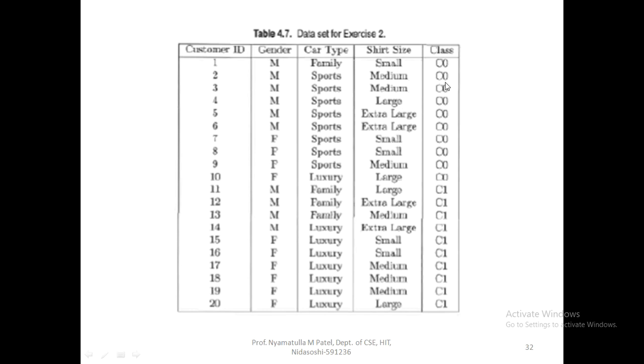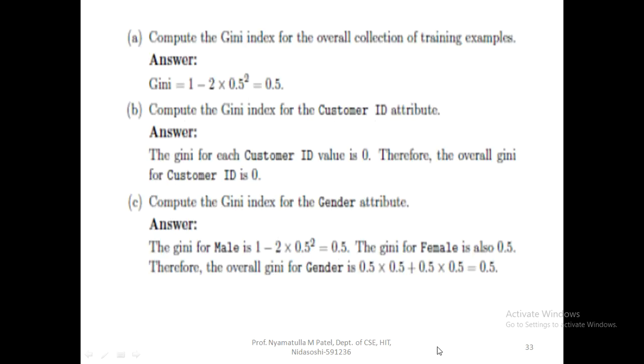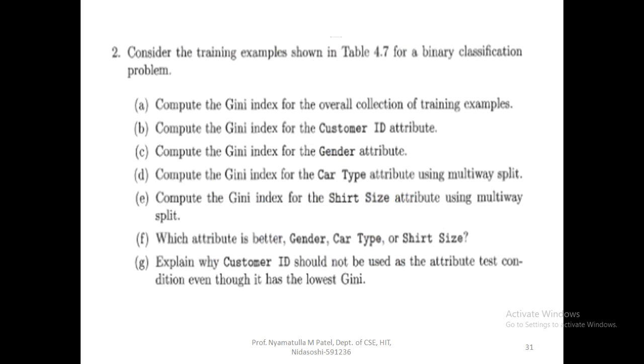Now I need to determine whether they belong to class 0. These 10 records belong to class 0 and the remaining 10 records belong to class 1. For this I need to calculate the Gini index for the overall collection of the training examples, the Gini index for the customer ID, for the gender attribute, for car type, and for shirt size. Which attribute is better, gender, car type or shirt size, out of these which is the best attribute, and explain why customer ID should not be used as an attribute test condition even though it has the lowest Gini.